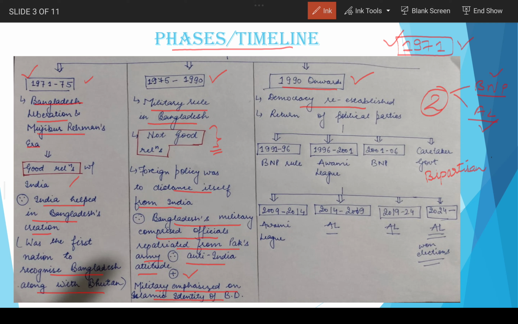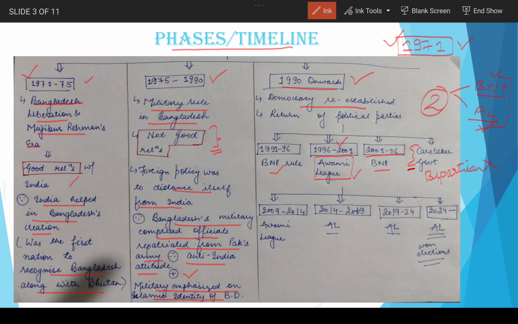India does not have this bipartisan consensus with Bangladesh, meaning that both the political parties in Bangladesh are not in favor of India. Only one of the parties has a pro-India attitude, that is the Awami League. 91 to 96 BNP rule was there. 96 to 2001 Awami League was there, and it was at this time that the Ganga Water Sharing Treaty was signed. And after 2001 to 6 again a BNP government was there.